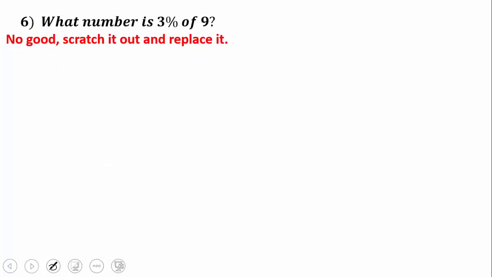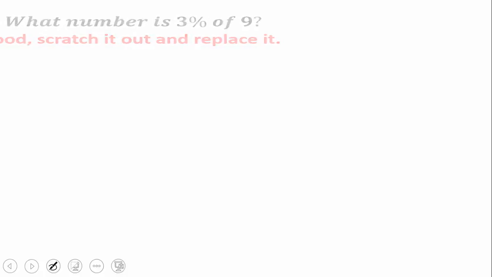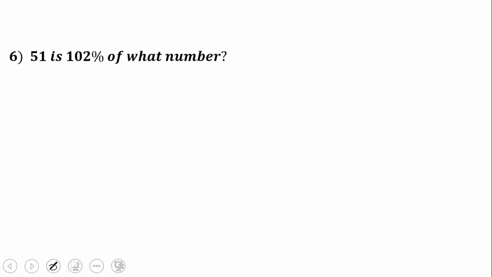Makes sense. Moving on. What number is 3% of 9? I'm telling you this is no good. Scratch it. After I did it, I don't like it. It's not what I want because this doesn't tell me the "of." This one tells me what number. It's asking for the part. So get rid of that one and let's write this one. Just put a line through that, number 6, and then rewrite this one.